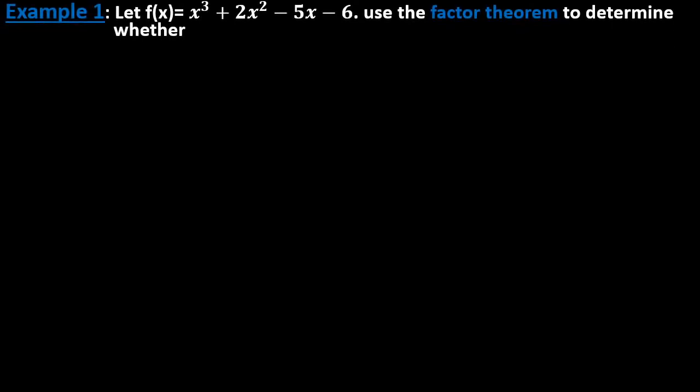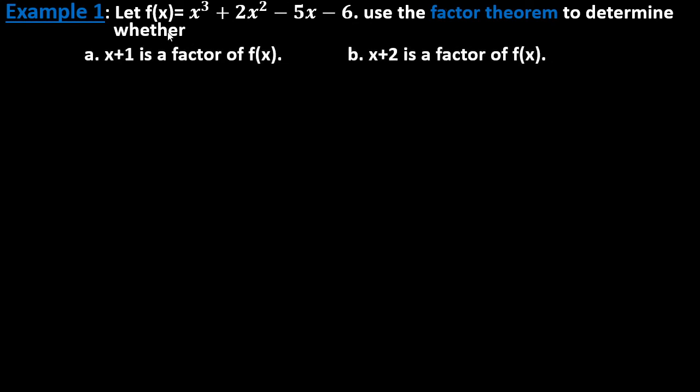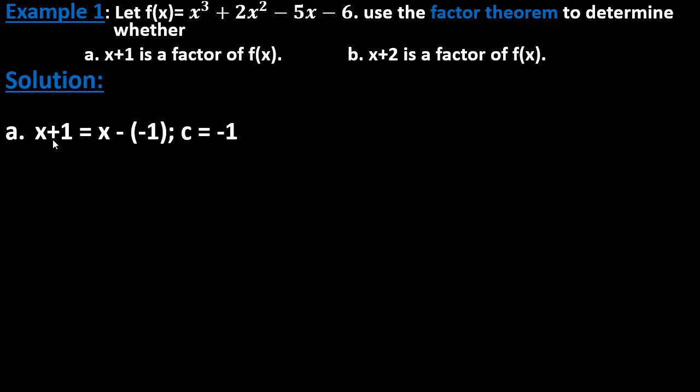So let's consider the first example. We do have a degree 3 polynomial here, and we're asked to use the factor theorem to determine whether x plus 1 is a factor of the given polynomial function or not, and whether x plus 2 is a factor or not. Let's start with the first one. x plus 1 should be expressed in the form x minus c, which is equivalent to x minus (minus 1). Then the value of c is minus 1. So if the value of the function at minus 1 is 0, we can generalize that x plus 1 is a factor of the given polynomial function.